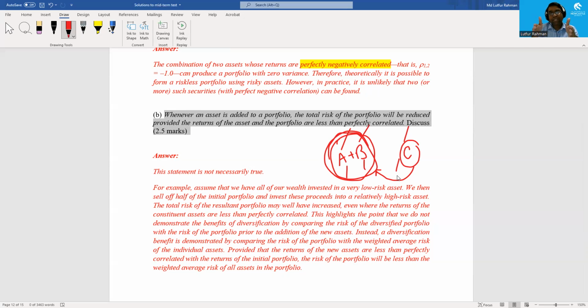So if two assets are perfectly positively correlated, then putting them in a portfolio will not provide you any benefit, because the overall riskiness of the portfolio and the weighted average variance will be the same. However, if two assets are less than perfectly positively correlated, then putting them in a portfolio will make the overall riskiness of the portfolio less than the weighted average. Okay, so this is how we explain the diversification benefits.